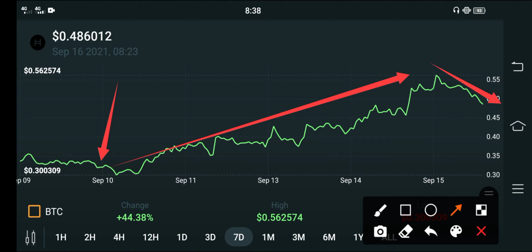Anyways, guys, what do you think? What is your prediction? What is your opinion about Hedera Hashgraph? Please also share in the comment box.